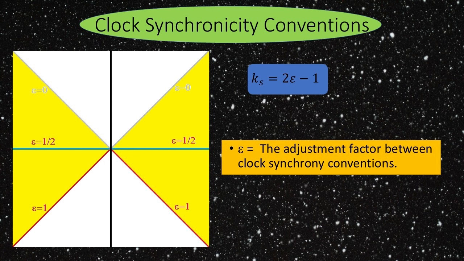Adjusting between clock synchrony conventions is pretty easy with the addition of this term to the main formulas, where epsilon is the adjustment factor between clock synchrony conventions. Epsilon equals 1/2 for the standard isotropic synchrony convention, 1 for the anisotropic synchrony convention, and 0 for the anti-isotropic synchrony convention. The entire range of epsilon, from 0 to 1, falls within the range of acceptable values within relativity.